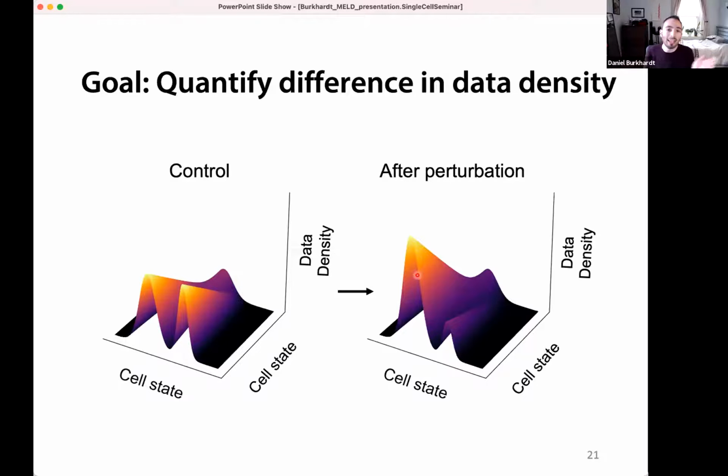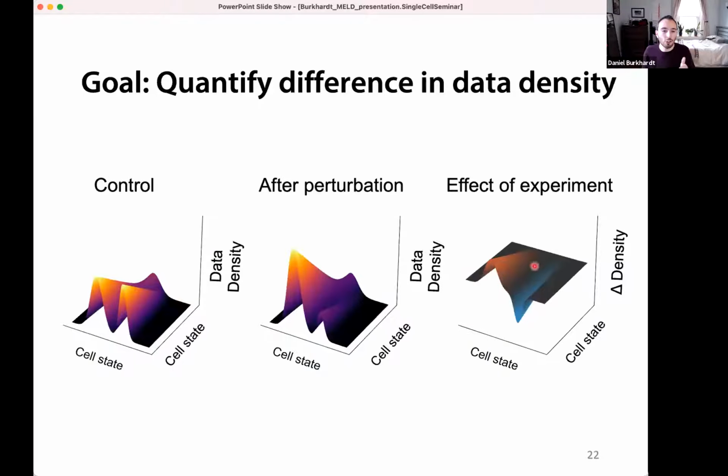Some cells are going to be less likely to be observed. And some cells are not going to change at all. And so what we really would like to do, if we're trying to quantify the effect of a perturbation, is to calculate the change in density over this underlying state space that tells us for any given possible combination of gene expression values, what's the change in density that we would observe? Or is this particular kind of cell or collection of cells enriched? Is it depleted, unaffected, et cetera?